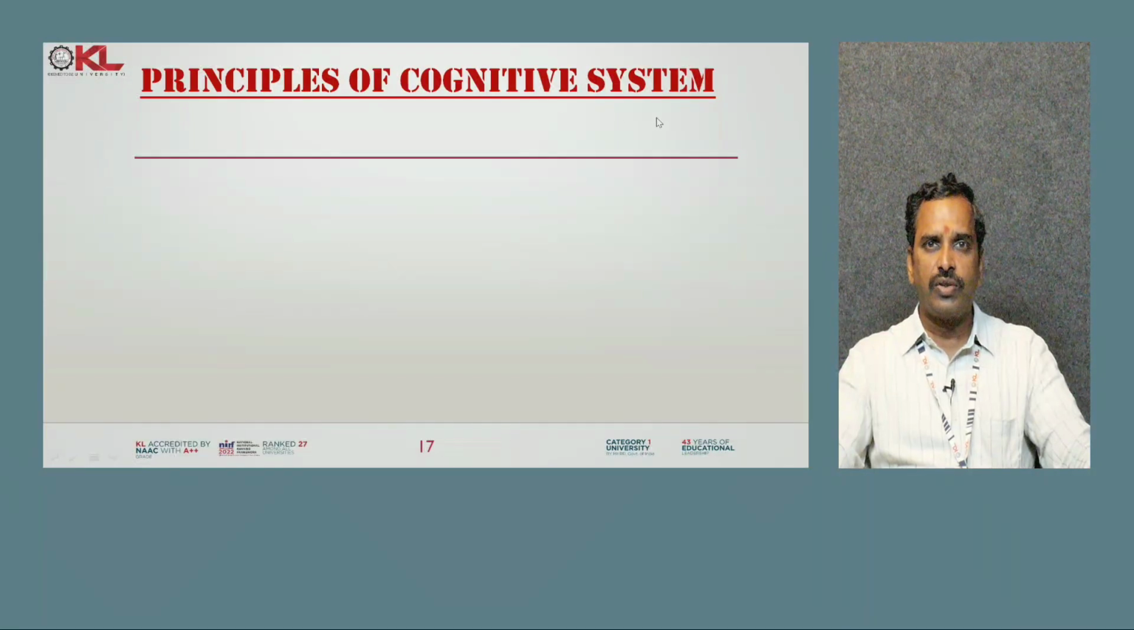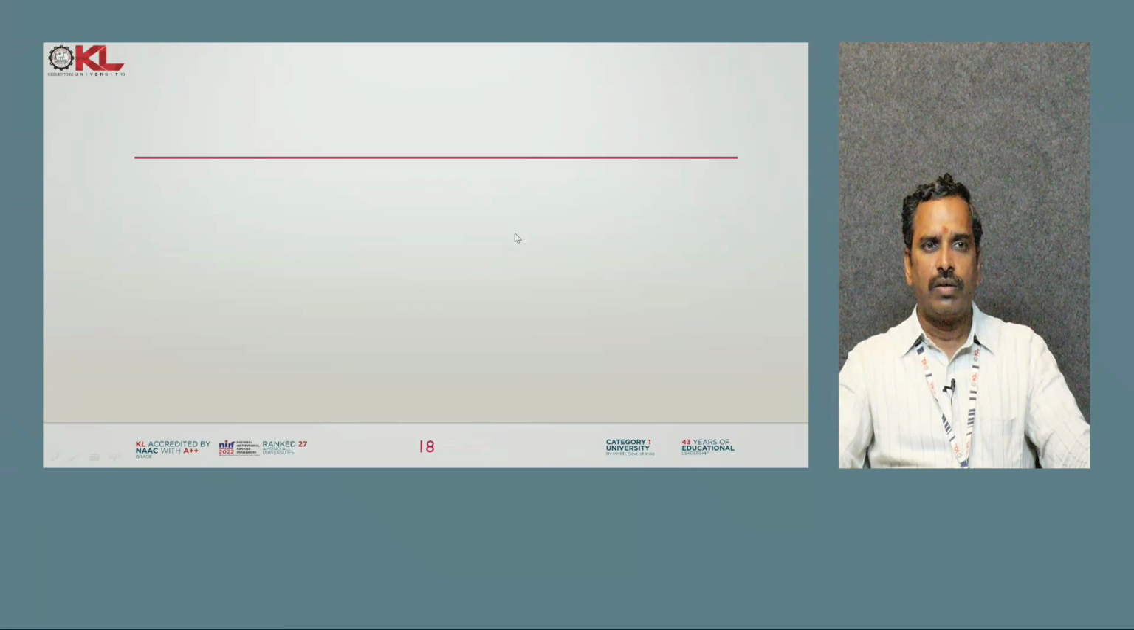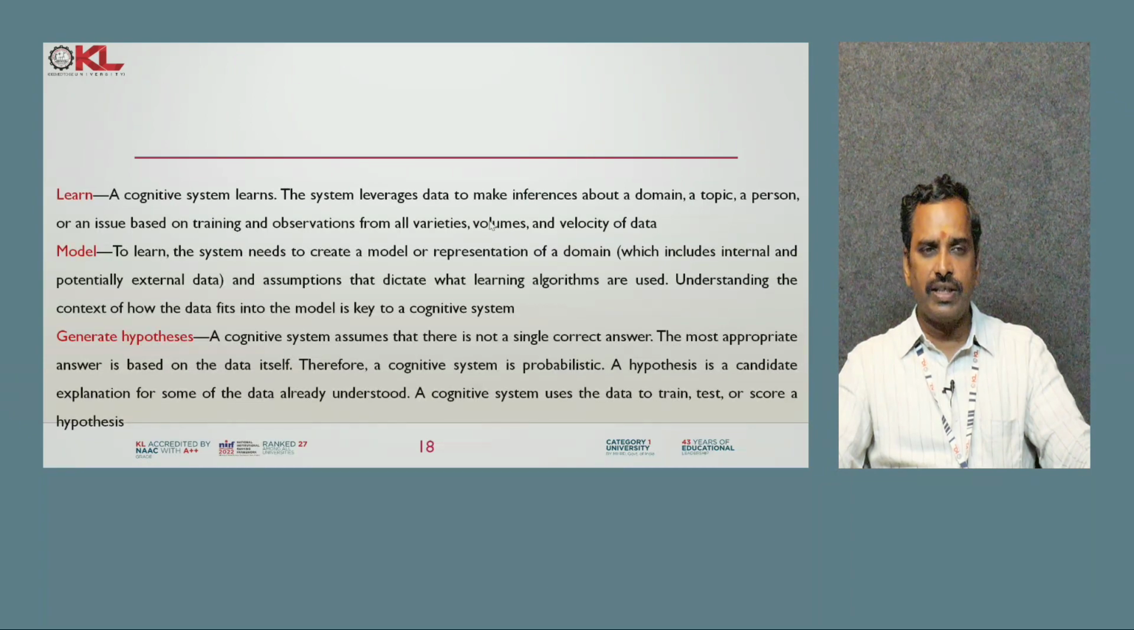Principles of cognitive system. What are the different principles? There are three major principles of a cognitive system. The first one is learn, the second one is model, and the third one is generate hypothesis. So we will discuss all the principles one by one.